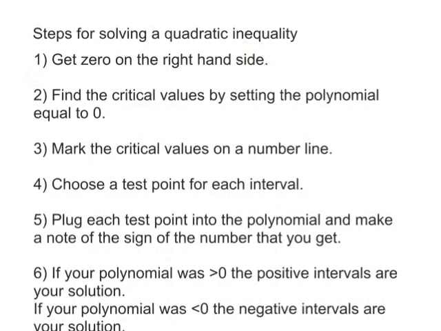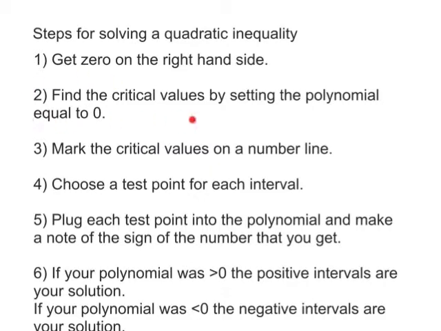All right, let's move into the steps. You start out with your polynomial or quadratic inequality. Your first step is to get 0 on the right-hand side of that inequality. You may have to move a term or two to make that happen. Then find the critical values by setting the polynomial equal to 0 and then solving for x.